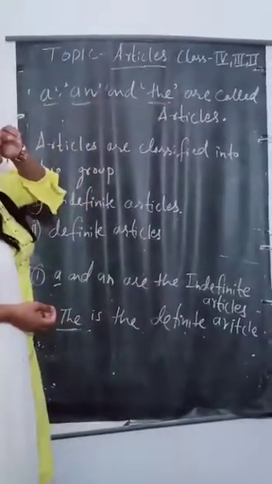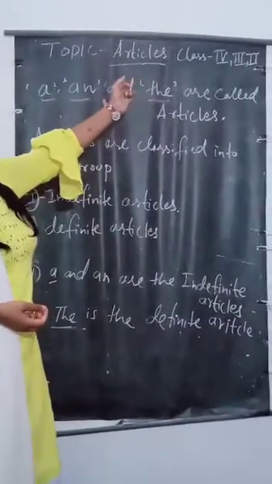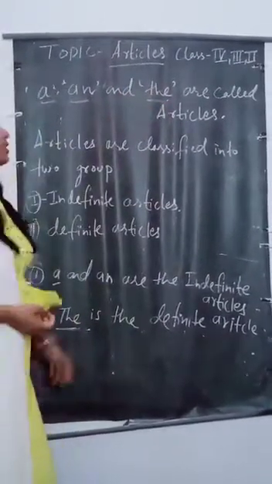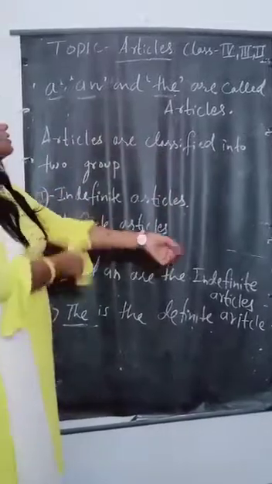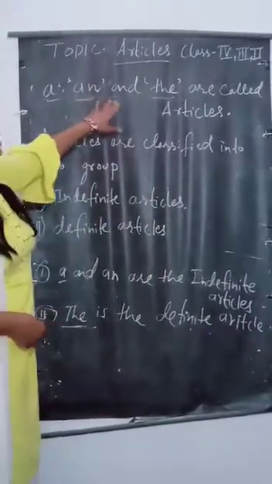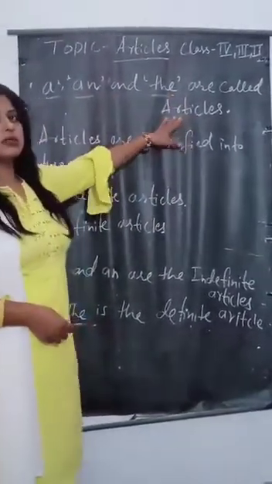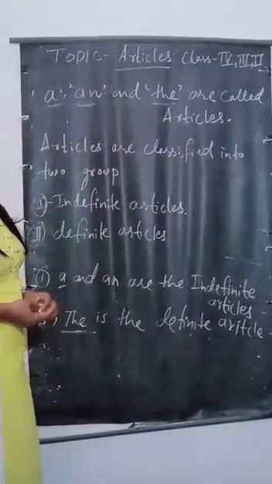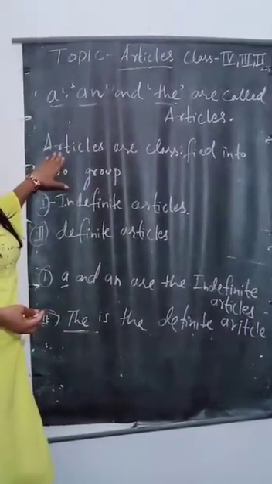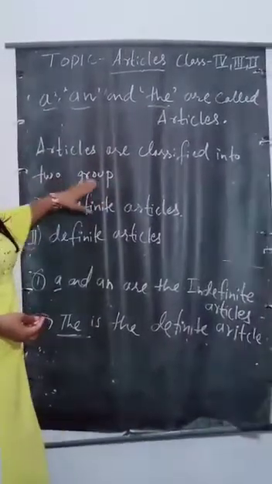Article. This video is for class 4, 3, 2. And here is the article. A, an, and the are called articles. Articles are classified into two groups.